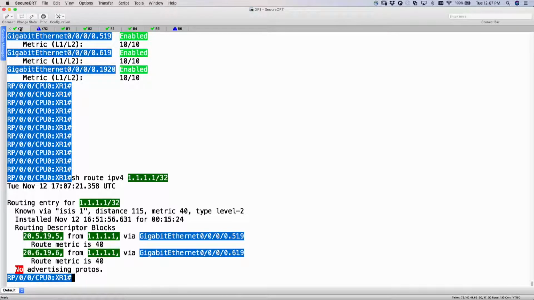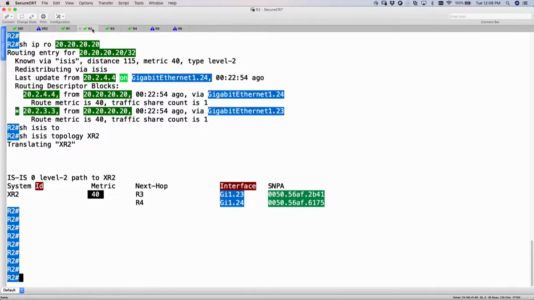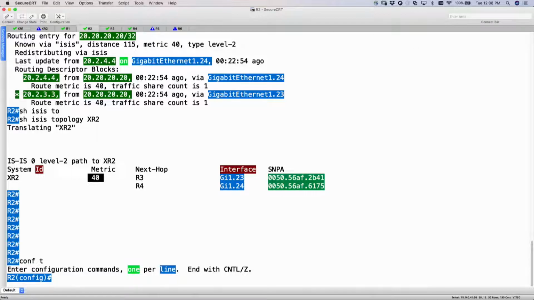So again, if I do a traceroute, it may select one path over the other depending on the flow. If I change the metric of any of the interfaces, it would not do a load balance and my topology would not show both paths. So let's go to one of the routers and change the path. Maybe on R2, if I increase the metric of an interface towards R3, then R2 would take the path through R4.